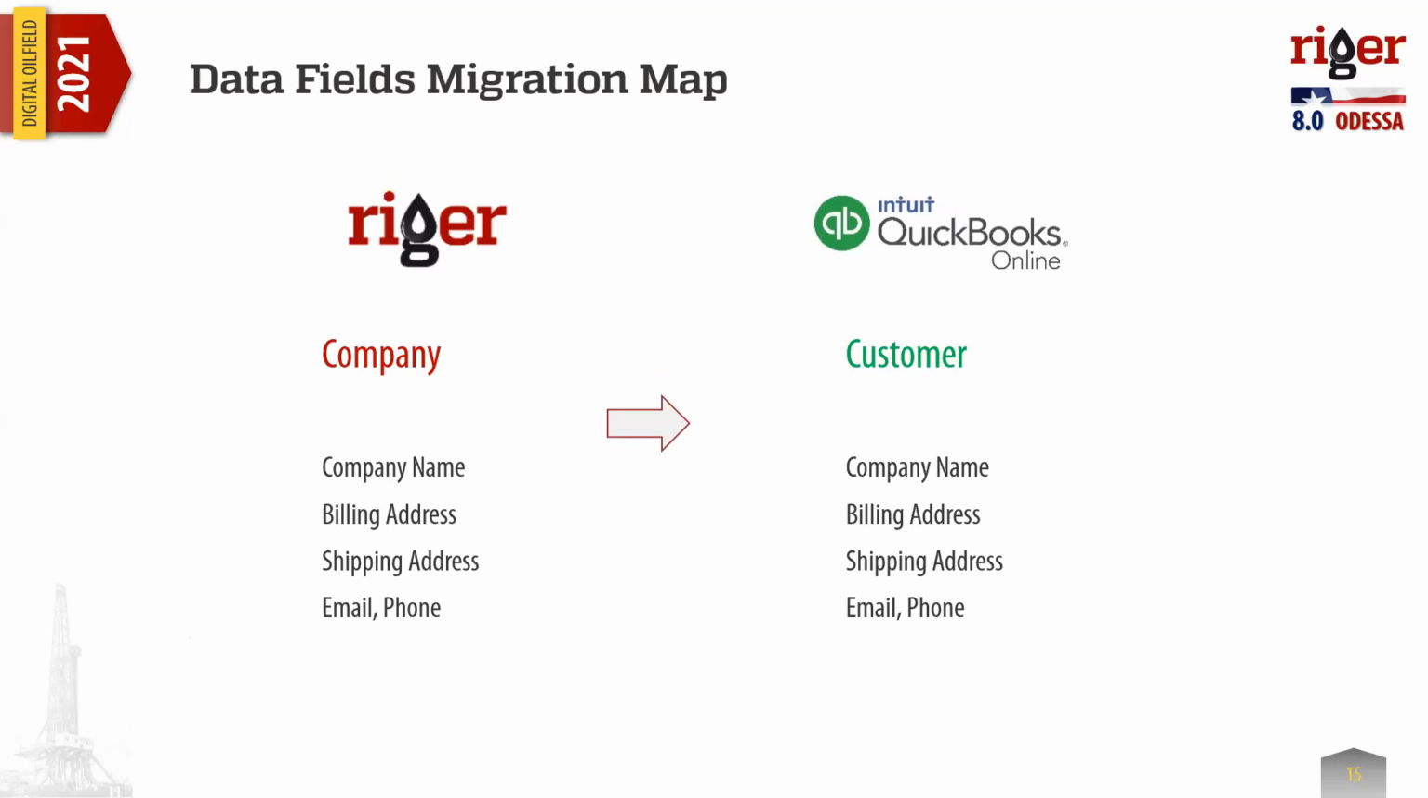So we can pull the information from QuickBooks to RigER or even send it from RigER to QuickBooks. So whenever you create a new customer in RigER, you can send this information to QuickBooks or vice versa. Company name, billing address, shipping address, email, and phone number for the company can be sent over to another system.